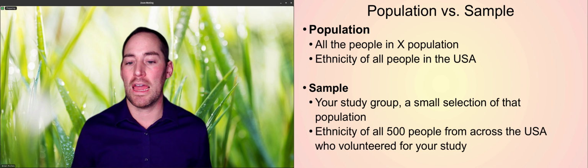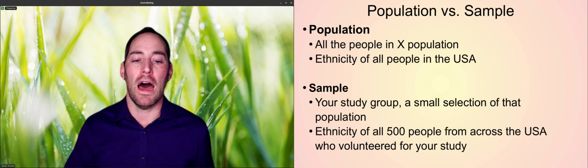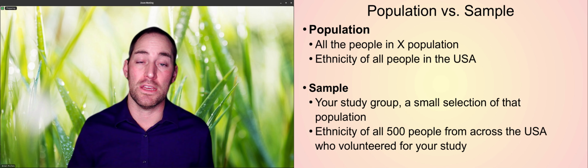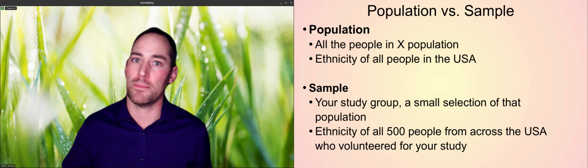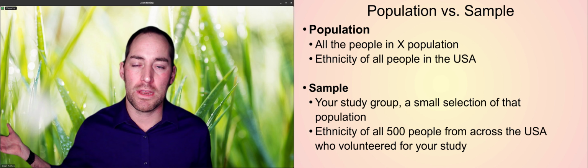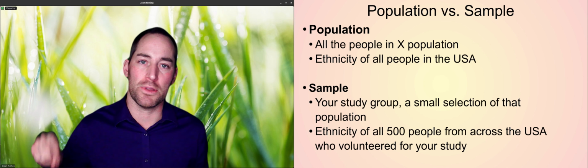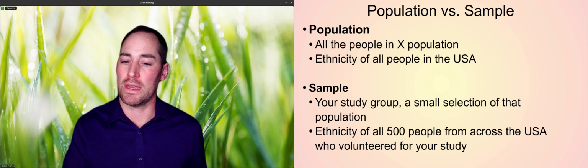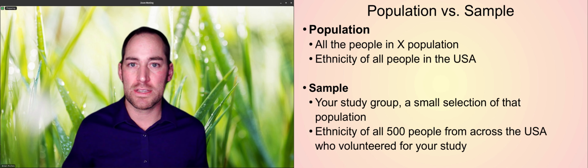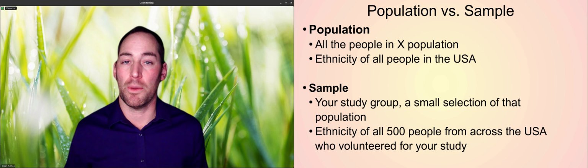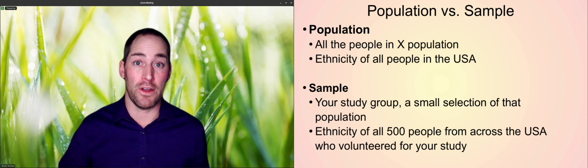So, let's say I got the ethnicity of 500 people from across the USA. So I did a random sampling. Maybe people saw a social media post or something and clicked on it to put their ethnicity in a little survey. So I get a pretty big sample across the USA of 500 people. So my sample is that 500 people.